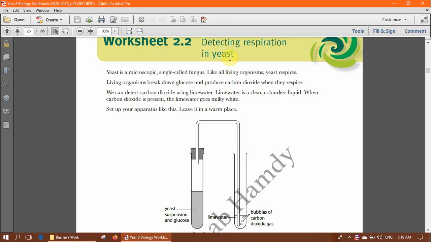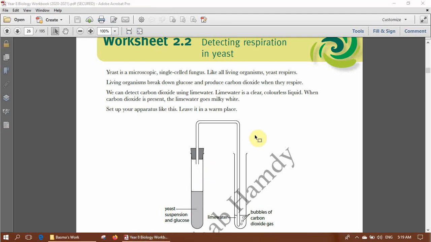So it's going to break down food, which is glucose, to release energy, and a byproduct which is also released is carbon dioxide. Okay, we want to detect if respiration happens or not. So we're going to test for the carbon dioxide. We're going to collect the carbon dioxide gas and pass it into a test tube containing lime water. The lime water is an indicator for carbon dioxide. The lime water is clear. If carbon dioxide is passed into it, it turns milky or turbid.